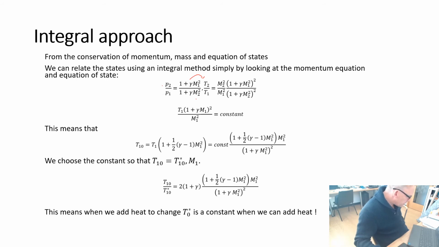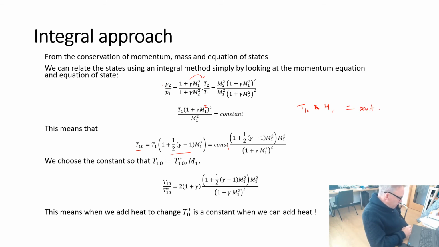We can find actually that the product of T1 times 1 plus gamma M1 squared, squared here, divided by M1 squared is a constant. And that has no reliance at all on conservation of energy. Now the second useful thing is our relationship between the stagnation temperature and Mach number. If we combine all of that together, we can eliminate the temperature and find a relationship between T1 naught and Mach number as a constant.